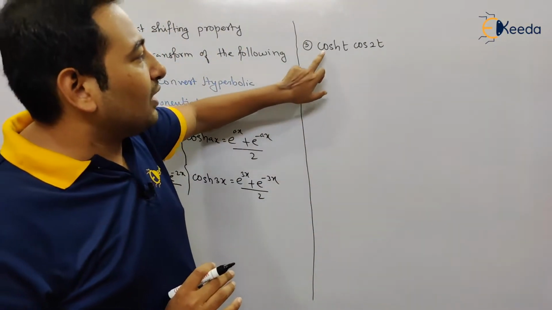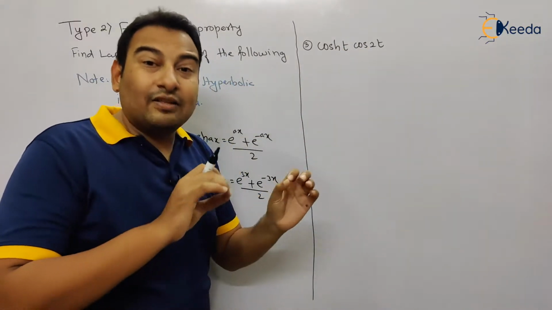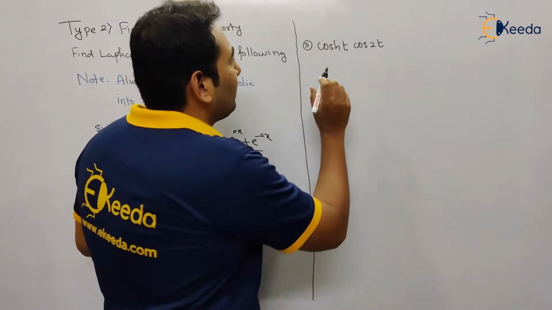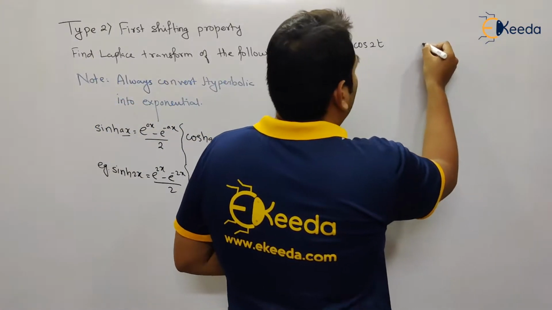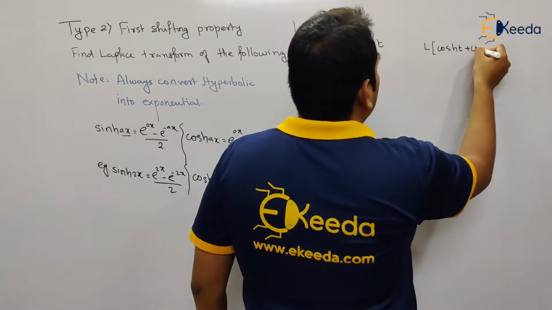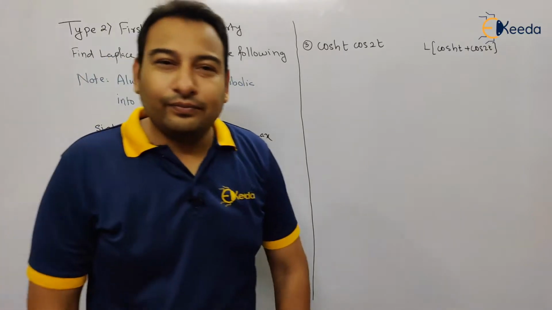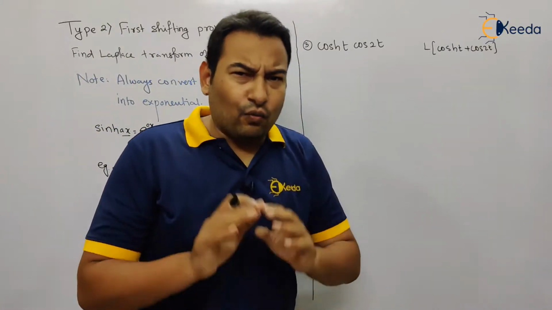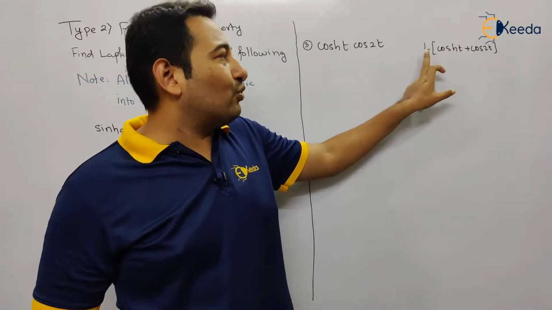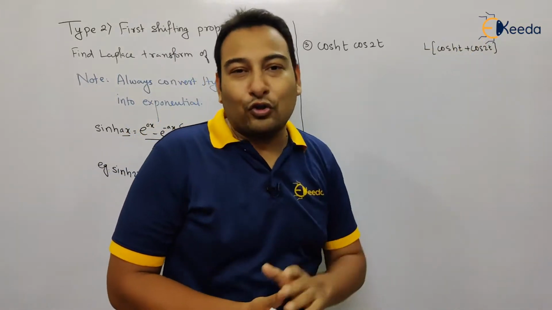Here friends, I want to find Laplace of these two terms. Suppose there is a plus or minus in between. Suppose the question is like this: find Laplace of cosh t plus cos 2t. So what would it be? Very simple. You can separate the Laplace. So this can be written as Laplace of cosh t plus Laplace of cos 2t.